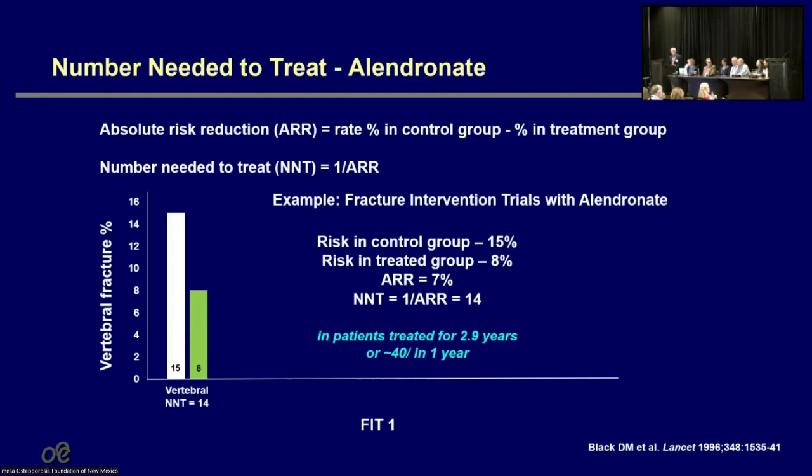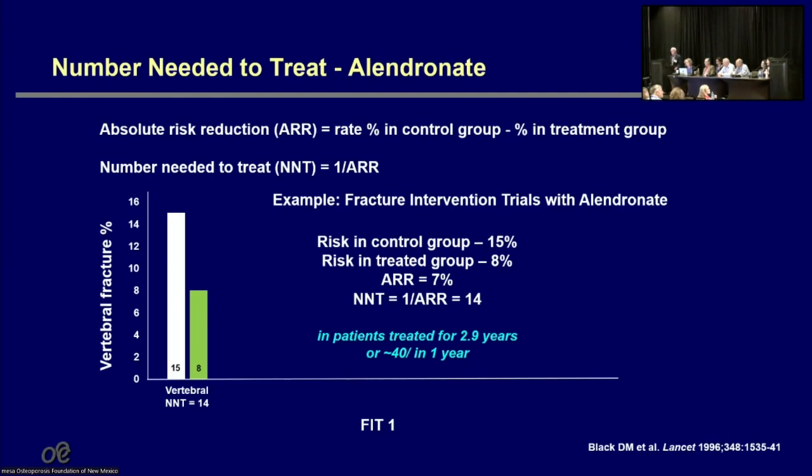So as an example, in the vertebral fracture arm of the FIT trial, where women at high risk of fracture were enrolled, they were followed for 2.9 years on placebo or alendronate. The fracture incidence in the placebo group was 15% and 8% in the treated group, with an absolute risk reduction of 7%. 1 divided by 7% is a number needed to treat of 14.